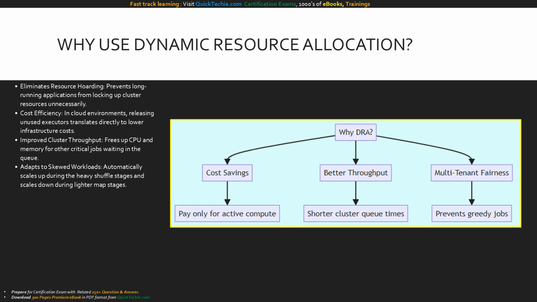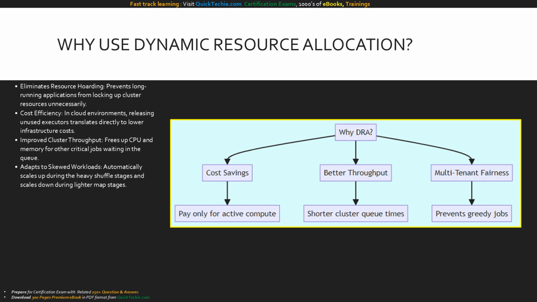But why does this matter to the business? Cost efficiency. In a cloud environment like AWS or Azure, idle executors cost real money. By releasing them, you slash your compute bill. Furthermore, from a platform perspective, DRA improves overall cluster throughput. When your job releases an executor, another pending job can immediately grab it. Finally, DRA natively adapts to skewed or bursty workloads, scaling up only when that massive shuffle stage actually hits.